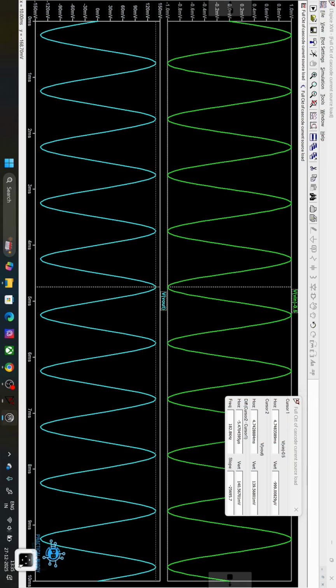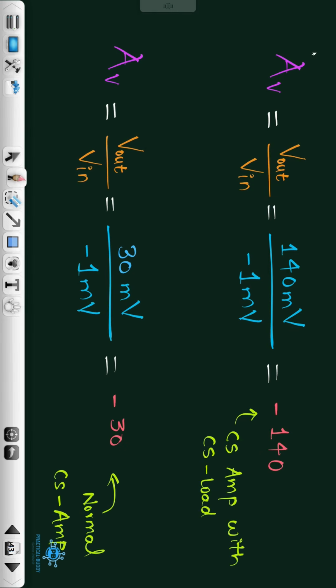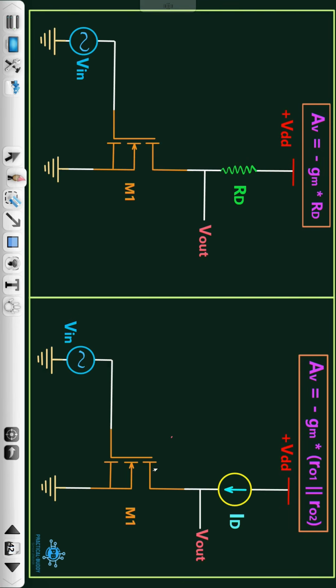So 140 millivolts. And if I focus on the voltage gain, that is V out by V in, that is 140 millivolts divided by minus 1, so I'll get a gain of around minus 140. So the gain provided by this amplifier, the CS amplifier with the current source load, is 140.